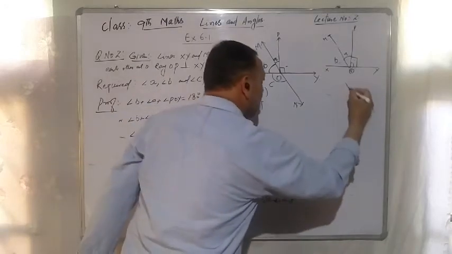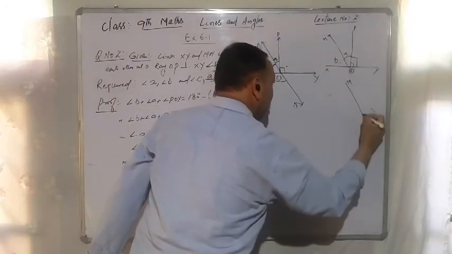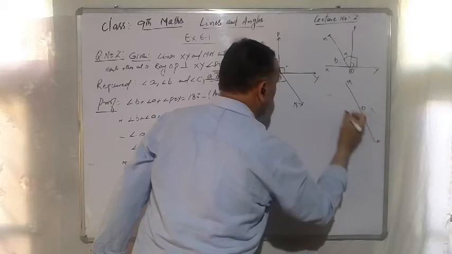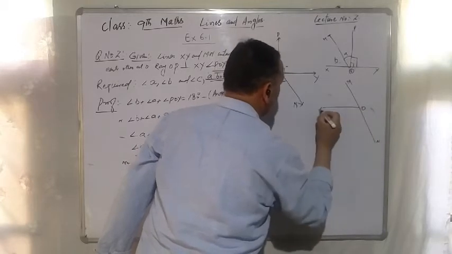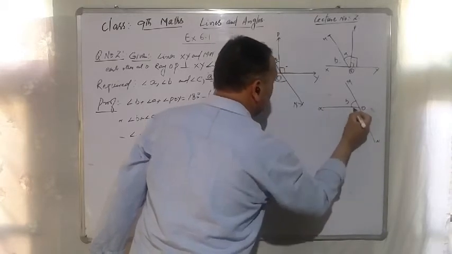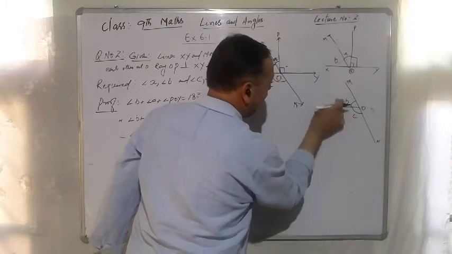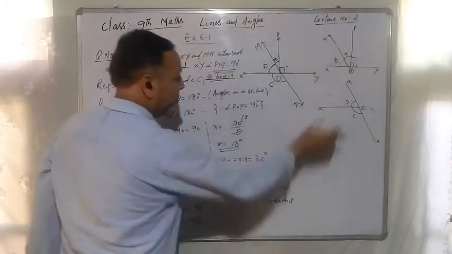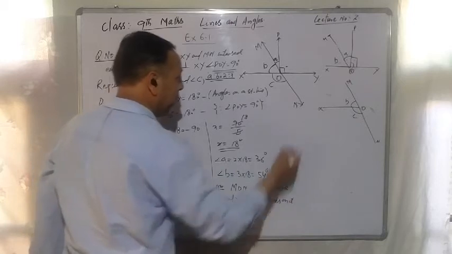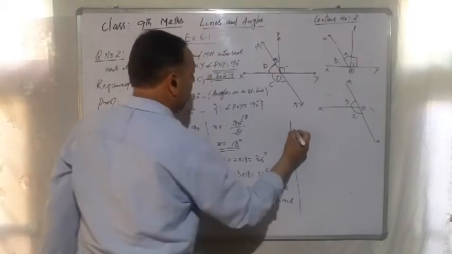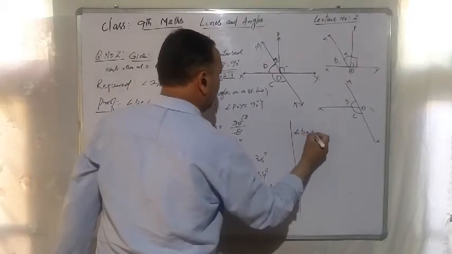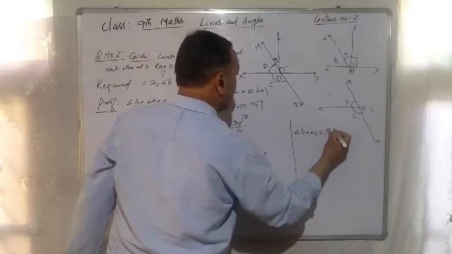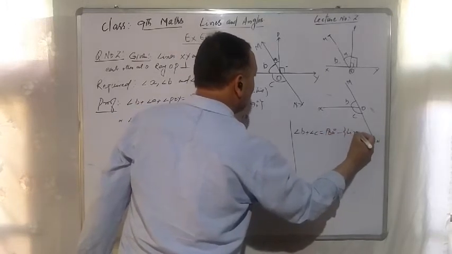So it is like this, we have MON and this ray OX stands on it. This is angle B and this is angle C, and the sum of these two angles will be 180, because these are a linear pair of angles. Therefore we have angle B plus angle C equal to 180 degree. These are linear pair of angles.